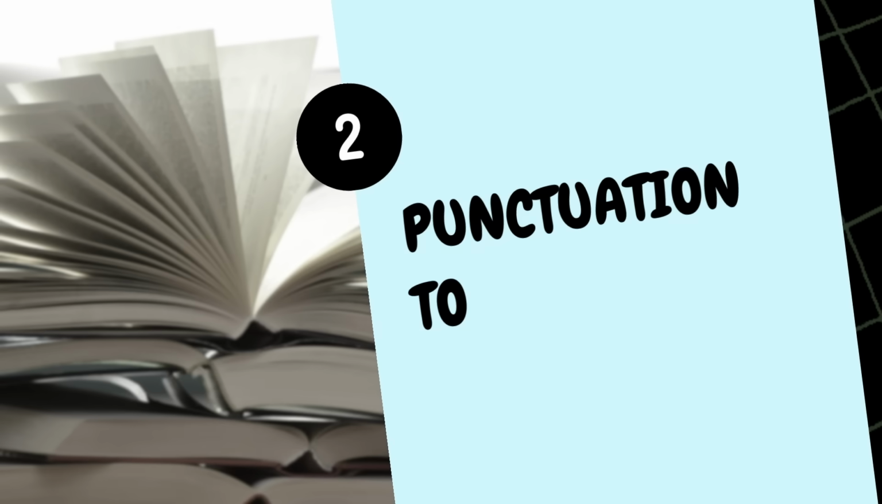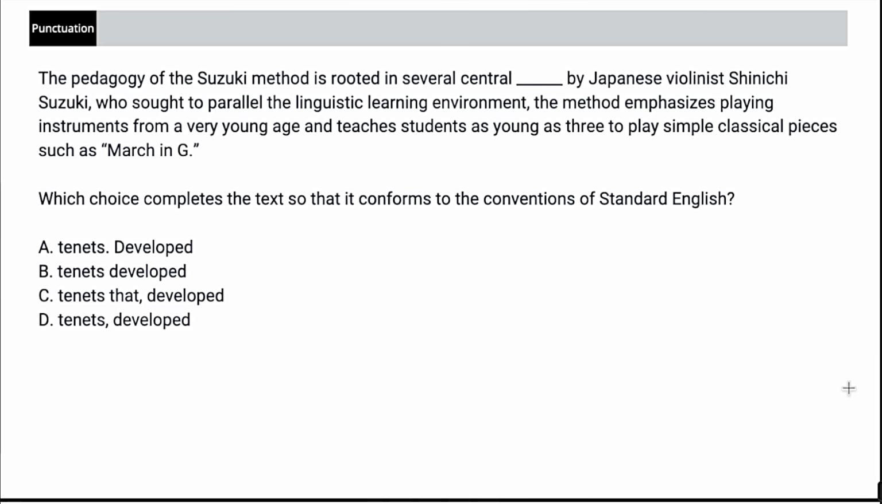Next up, we've got tricky punctuation questions where if you do not read all the way to the period, you're gonna be in trouble. This one, for example, can be very tricky because if we read here, we get the pedagogy of the Suzuki method is rooted in several central tenets developed by Japanese violinist Shinichi Suzuki. That's a full sentence. We would go with choice B.